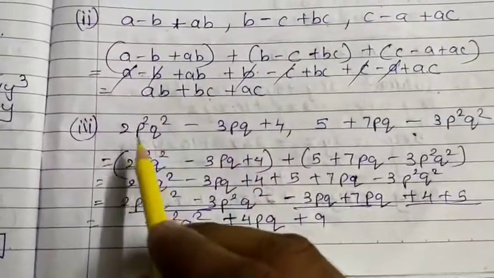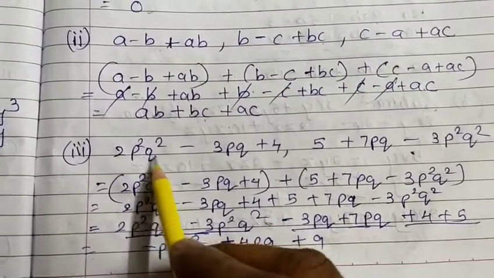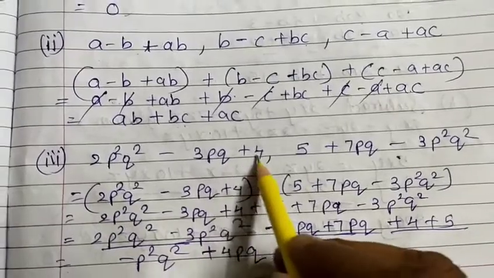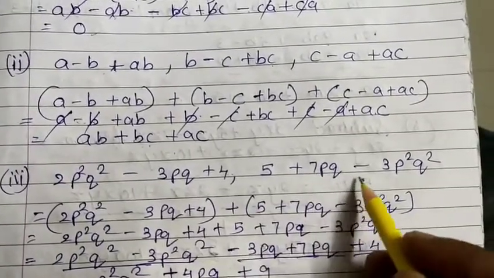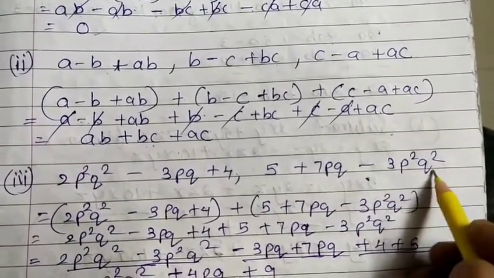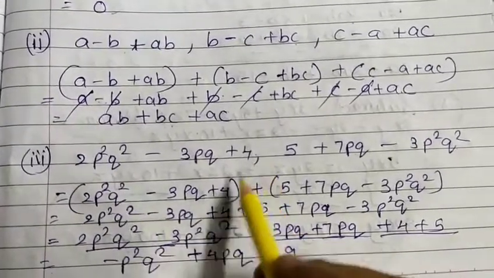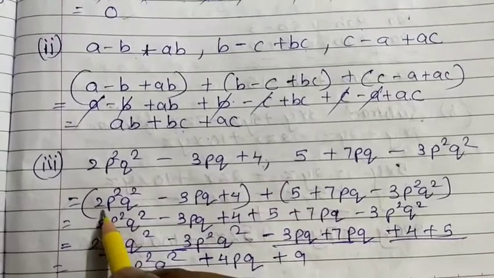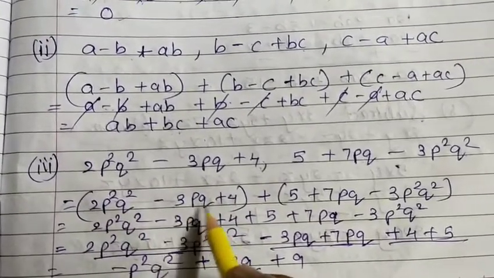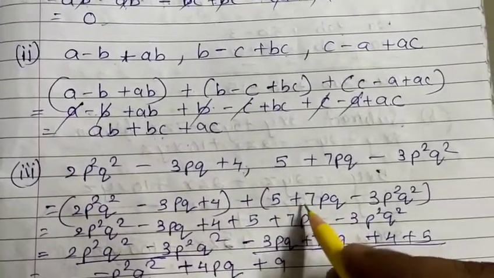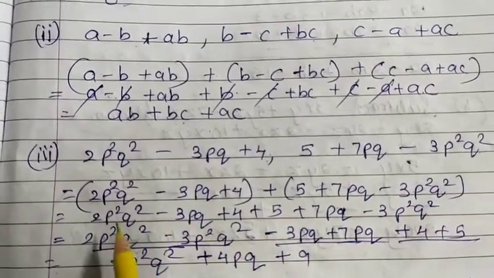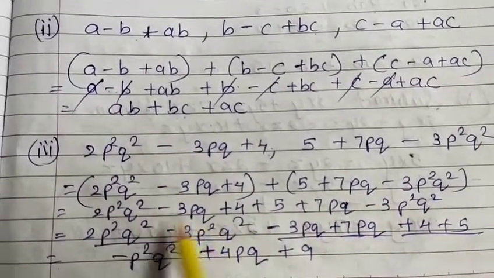Now the next one, let us see: 2p square q square minus 3pq plus 4 and 5 plus 7pq minus 3p square q square. Now first you write down the whole first term in a bracket, that is 2p square q square minus 3pq plus 4, plus 5 plus 7pq minus 3p square q square in a bracket. Now open the bracket, there will be no change in sign.